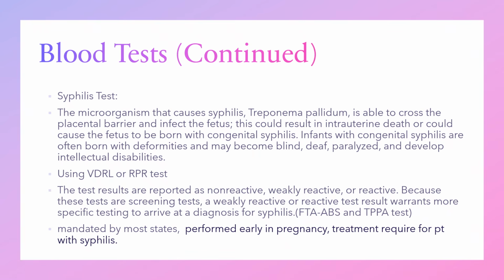For the syphilis test, we're going to use the VDRL or the RPR test. The results are reported as non-reactive, weakly reactive, or reactive. Because these tests are screening tests, a weakly reactive or reactive test result warrants more specific testing to arrive at a diagnosis. This is mandated by most states and is performed early in pregnancy, and treatment is required for a patient with syphilis.